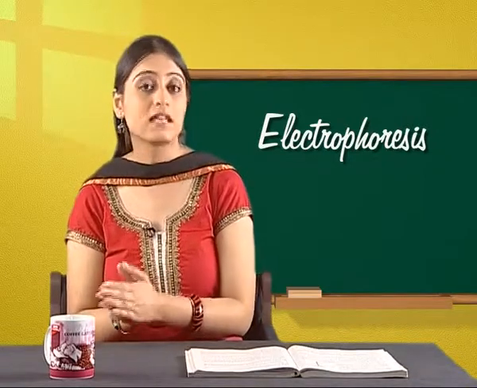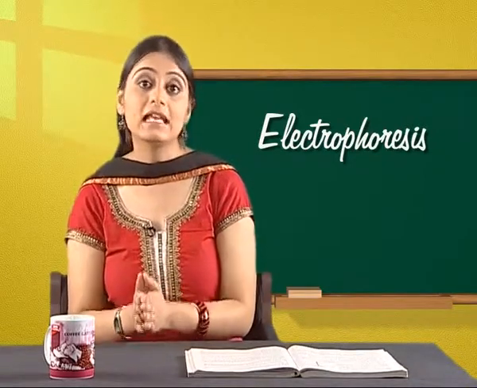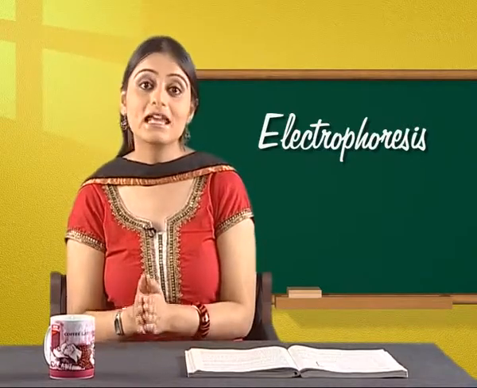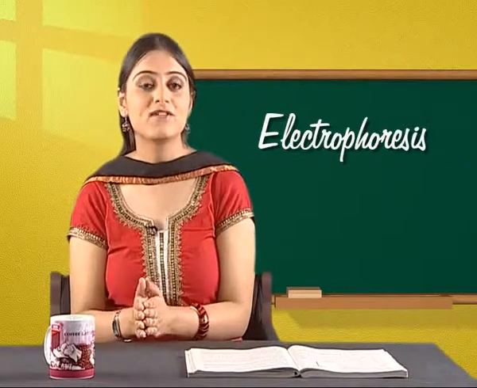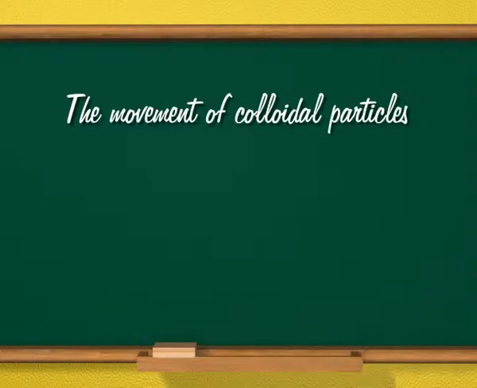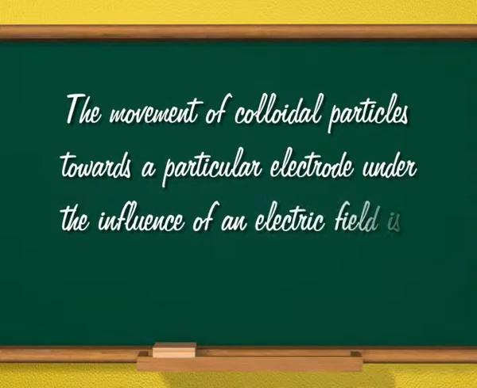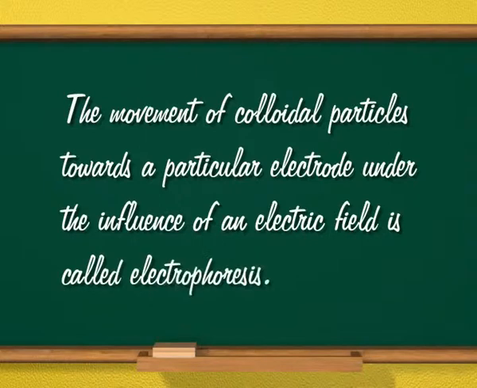The direction of movement of the colloidal particles is decided by the nature of charge present on them. If the colloidal particles carry positive charge, then they move towards the cathode when subjected to an electric field and vice versa. The phenomenon is called electrophoresis and may be defined as follows. The movement of colloidal particles towards a particular electrode under the influence of an electric field is called electrophoresis.